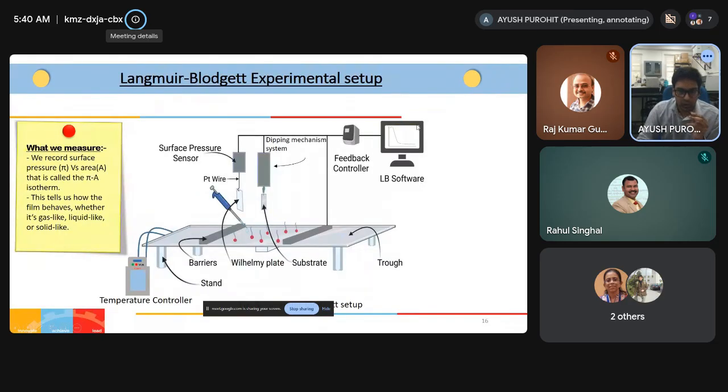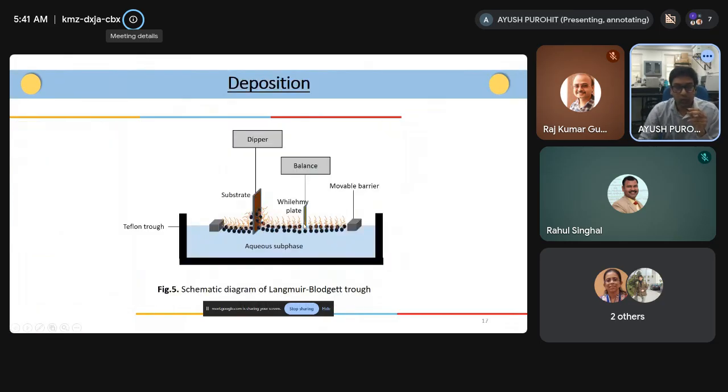So here, this is a dipping mechanism system. With the help of this controlled dipping mechanism system, we can transfer the monolayer that we spread on the air-water interface to the substrate. The substrate might be changed according to the application. So there are two types of deposition. This is the Langmuir-Blodgett deposition method.